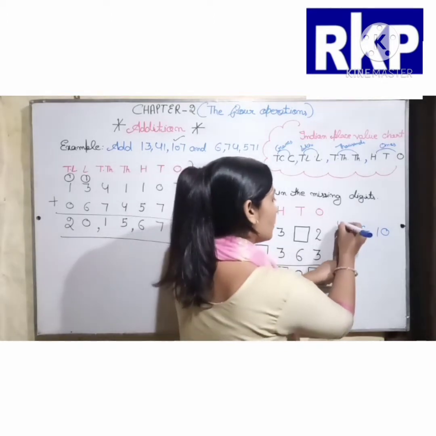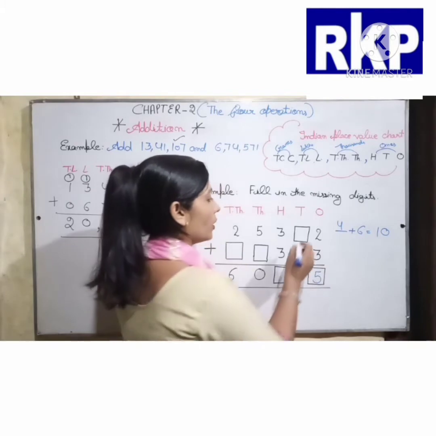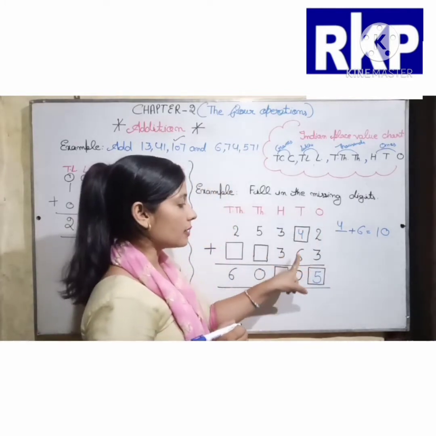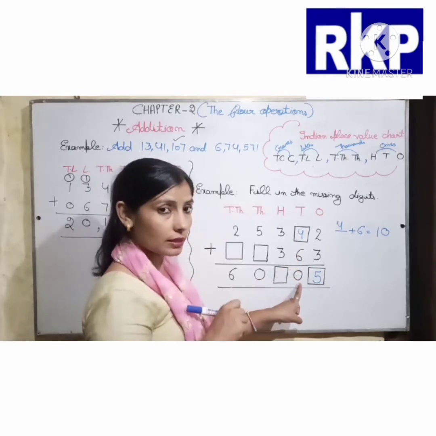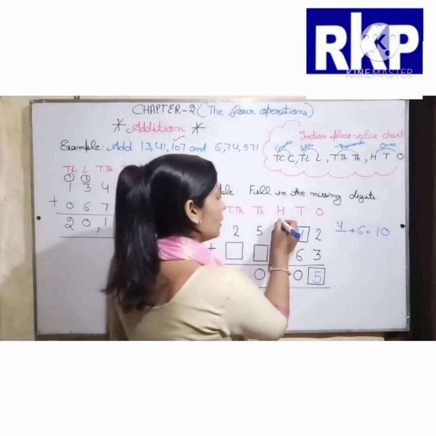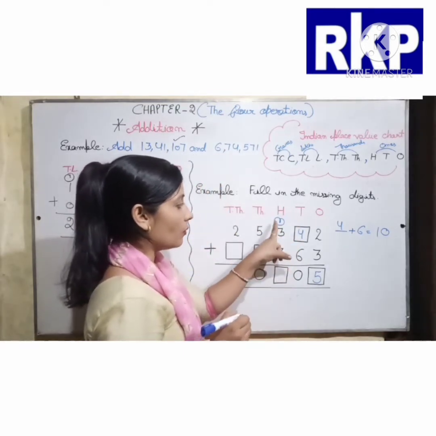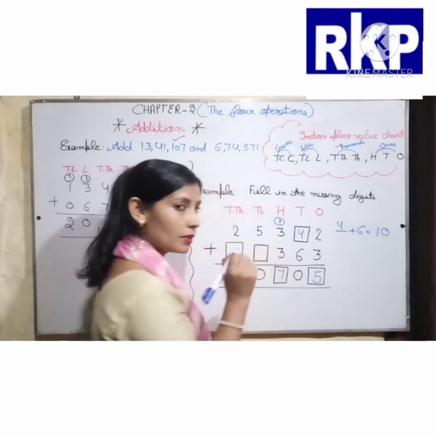So here we can write 4 because 4 and 6 make 10. So here our digit will be 4. 4 and 6 will give us 10. Here 0 is written, so 1 will be carried. Now comes the hundreds place. 1 and 3, 4. 4 and 3, 7. So here will come 7.